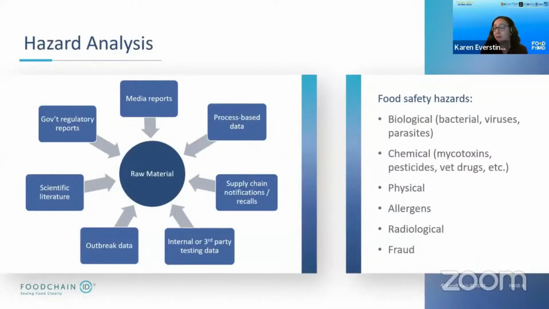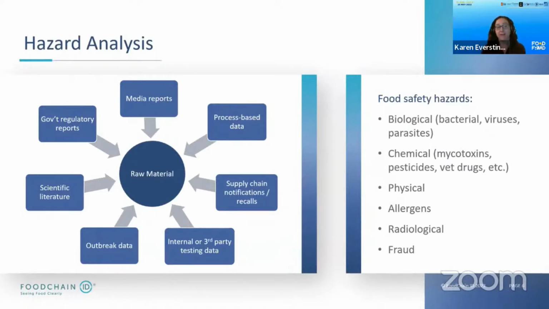Now, we know that this idea of a hazard analysis is a key feature of many food safety frameworks. It's something that has to be done. This is some of the information that can be used to support a hazard analysis for raw materials. Obviously, government regulatory reports, the scientific literature, outbreak data, those types of things, media reports. We'll talk a little bit more about this idea of media reports.